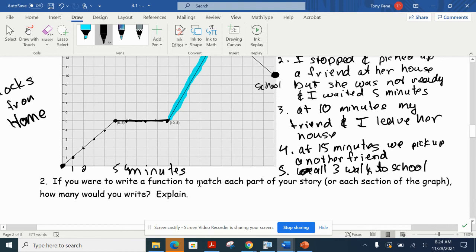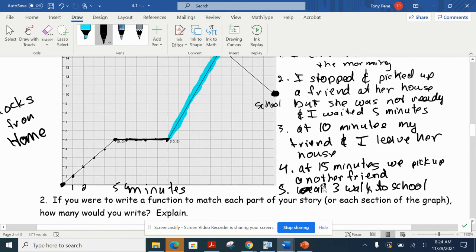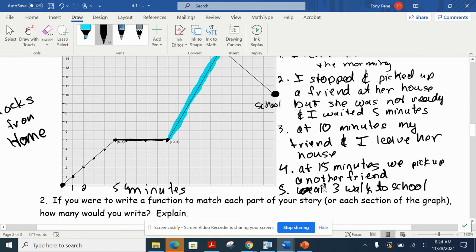Number 2, we're not going to go into that too much, but if you were to write a function to match each part of the story, how many would we write? What that is alluding to: there are 4. Notice how this is a line. If I ask you to write the equation of that line, wouldn't it be different than the equation of this line? Those would all be different than the equation of this third line. And then I have a fourth line right here that would have a different equation than the previous 3. So when this says, if you were to write a function to match each part of the story or section of the graph, how many would you write? We would need 4 different functions.